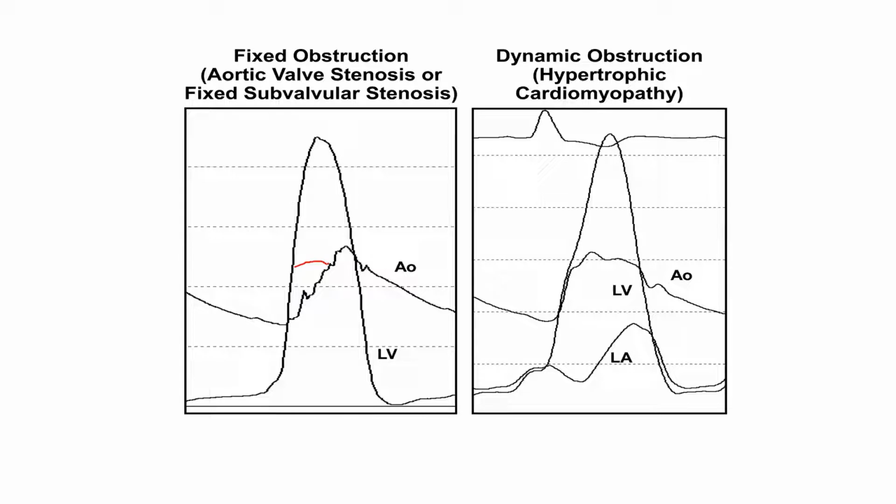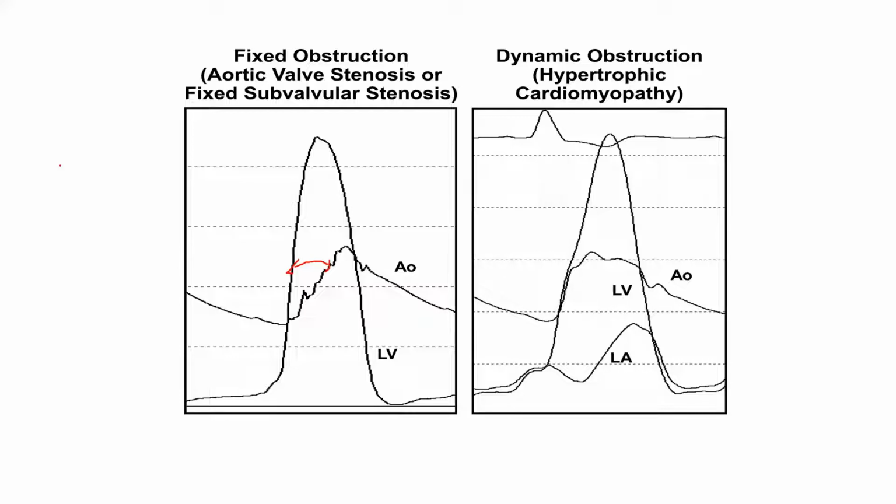The slow rising means you have a time lag, a time lag between the upstroke of the LV and the upstroke of the aortic pulse. This time lag has a name, which is pulsus tardus. Tardus means delay, so delayed upstroke of the aortic pulse. One, two, what else?